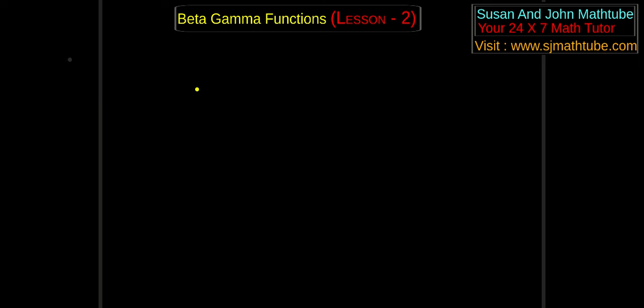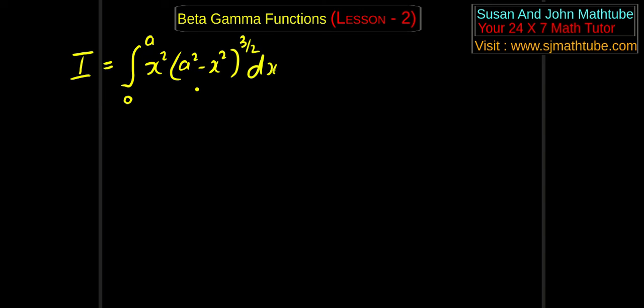So please write one question. Evaluate the integral 0 to a x square times a square minus x square the whole power 3 by 2 dx.